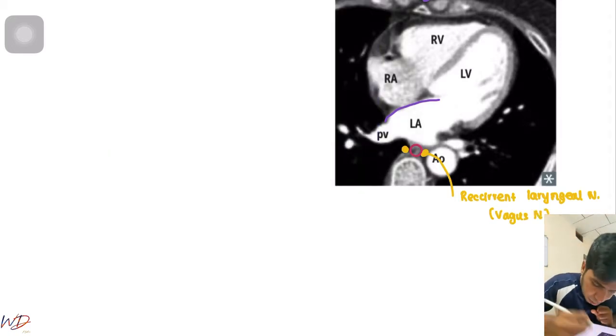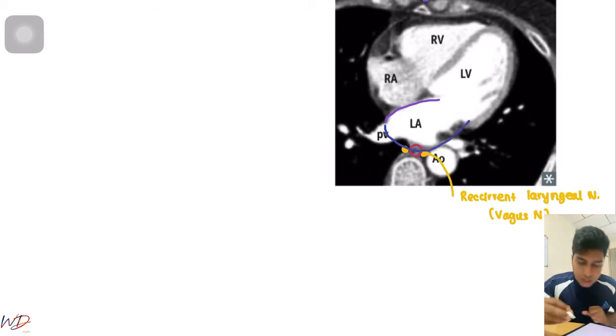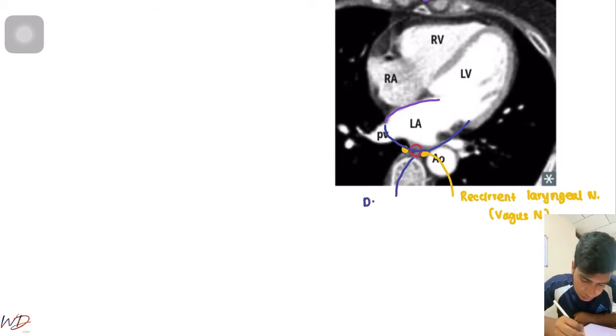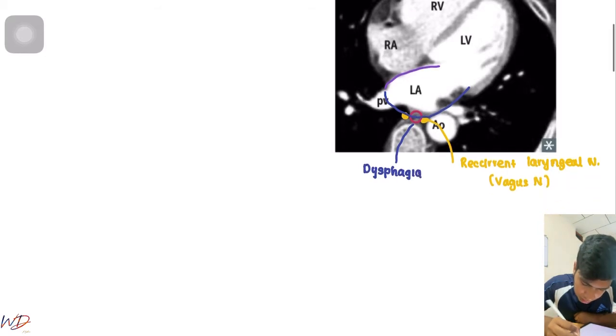So what happens when the left atrium enlarges and pushes these 2 structures? If it pushes the esophagus, you will get dysphagia. Dysphagia means difficulty swallowing. If the recurrent laryngeal nerve is affected, it leads to hoarseness. The way you speak, it becomes hoarse. You have a hoarse voice. And this condition is called Ortner syndrome.